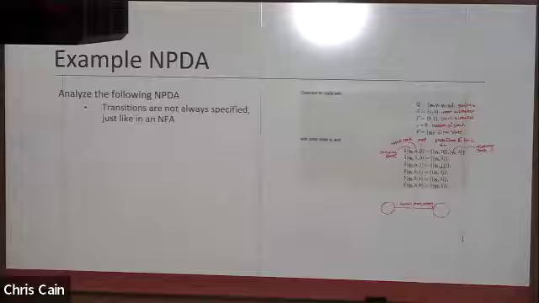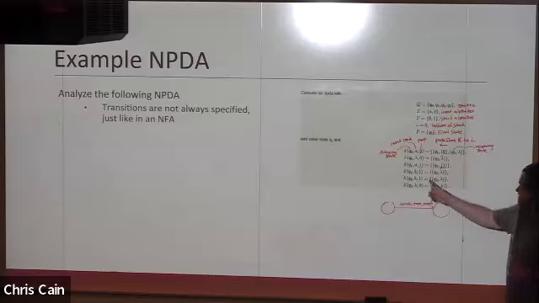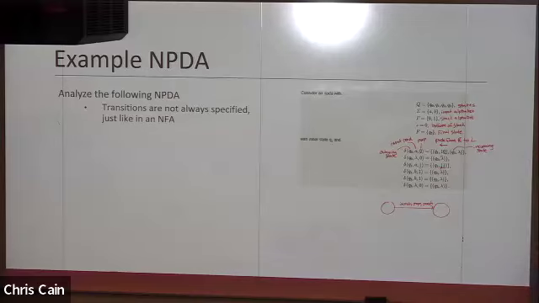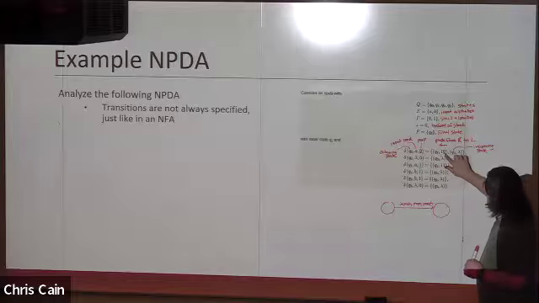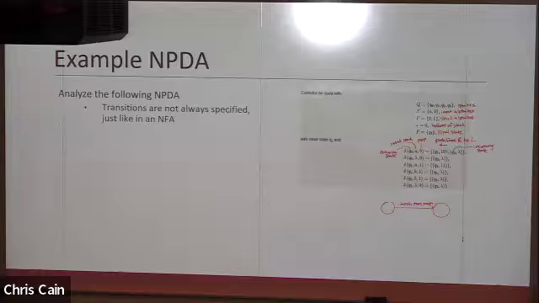What do we do when we see a B? Yeah, there has to be a 1 on the stack. And we are popping it. Interesting. What does that tell us about what this is doing? It's adding an equal number of A's and B's.